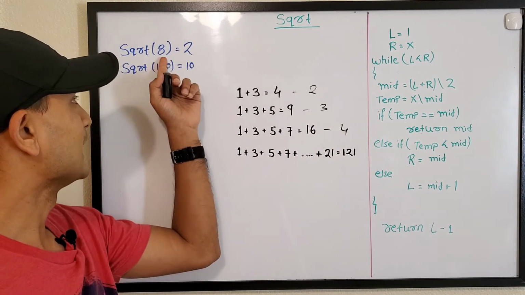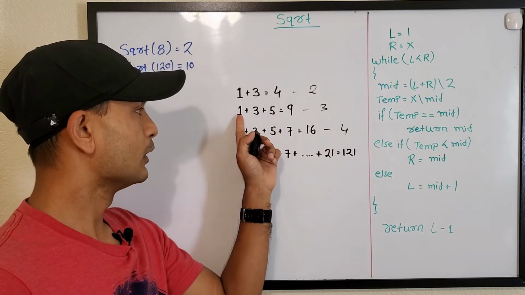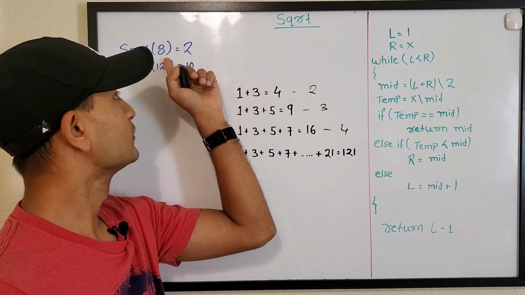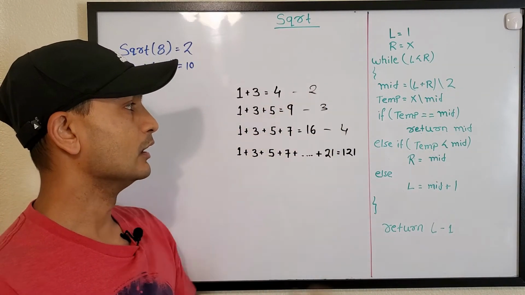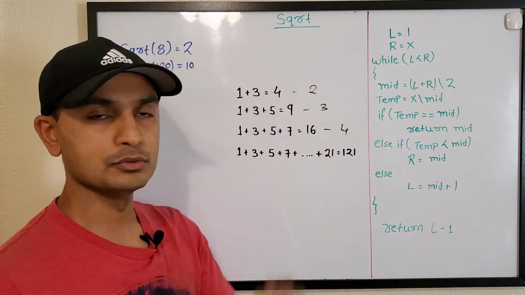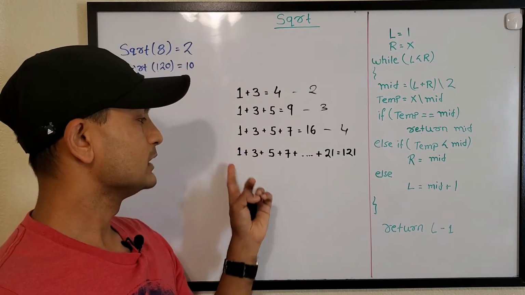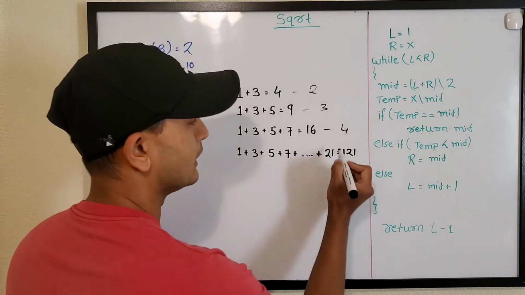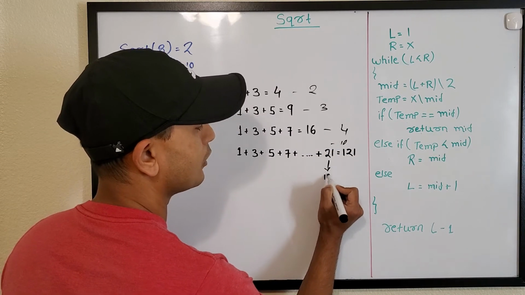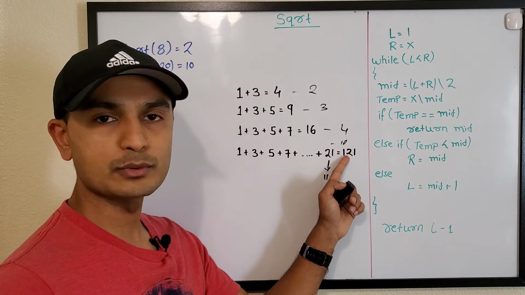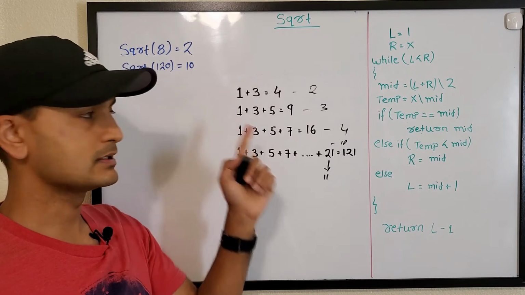So for 8, we say okay, 1 plus 3 is 4, yeah, we can use two odd numbers. 1 plus 3 plus 5 is 9, which is greater than 8, so we can't use three odd numbers. So we have to restrain to two odd numbers, and that's our square root. Likewise, for 120, we keep on going till we have 10 odd numbers, and the moment we use the 11th odd number, which is 21, our sum is 121, which is greater than 120, so we say that our square root is 10.